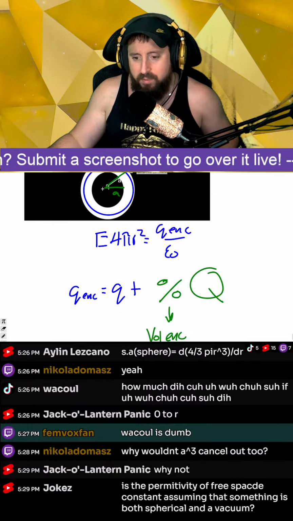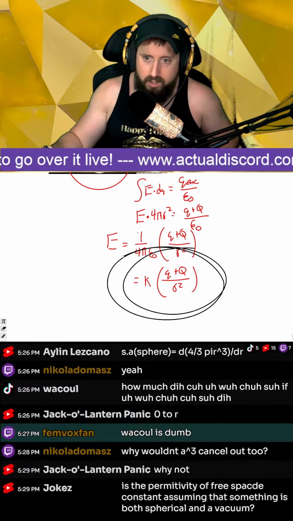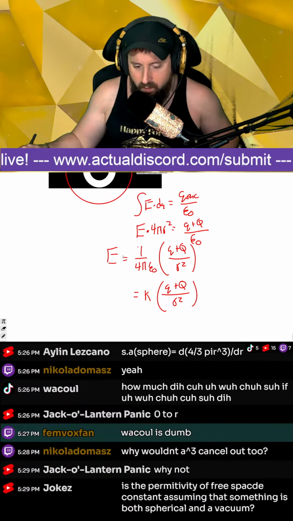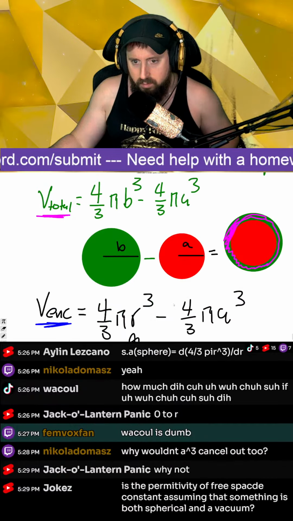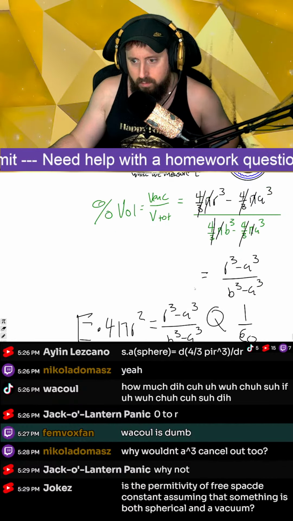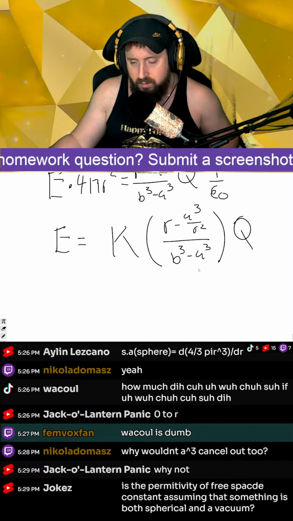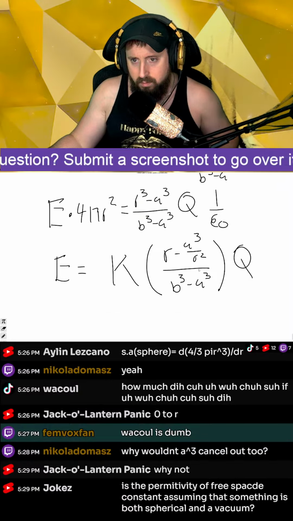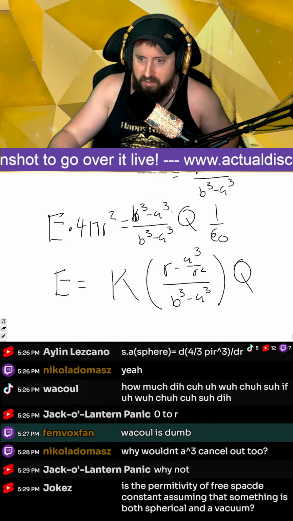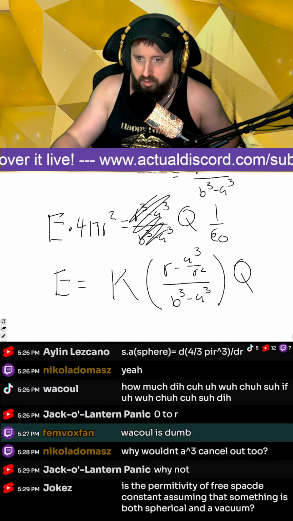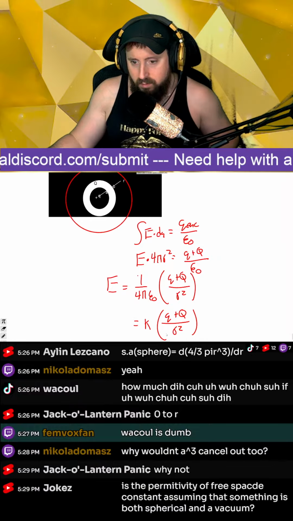Yeah. And then the key thing you want to see is whether it reduces down to what you wanted when R is equal to B. So when R is equal to B, you get b to the third minus a to the third over b to the third minus a to the third. This all goes to 1. And then you're left with the exact same thing you had.